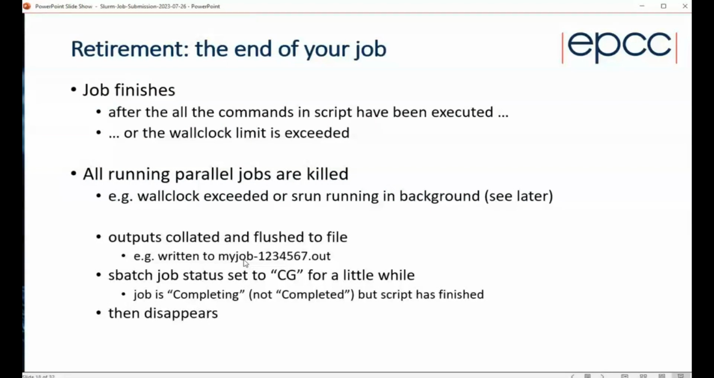The sbatch job status is set to CG for a little while. I didn't know what CG meant, but it means completing, not completed. CG for completing, not the world's most obvious acronym, but anyway, and then a little while later it will disappear. There's some tidy up done at the end, and there's a lot of management tasks to make sure the node is ready. It's like paying your Airbnb turnaround fee. It's got to change the bed linen and make sure everything's spick and span for the next user to come along.